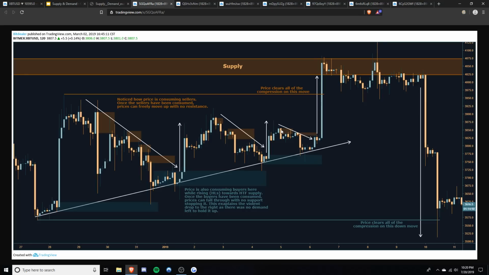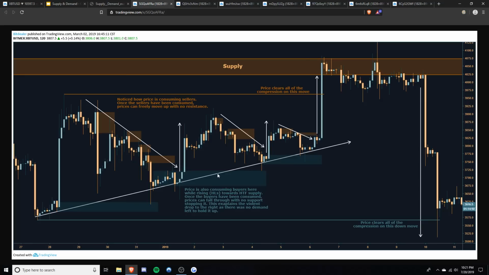A low time frame supply zone. Price drops, retests it, takes out that and consumes that supply. Price forms another supply zone, drops, price retests it, consumes that supply. So there's no supply left to this whole zone. There's no fresh supply. Price is able to just shoot up and break through it all. Finally get up to this high time frame supply. Once it does, like I said, it consolidates for a bit and drops very violently and takes out this whole compression zone because there is no fresh demand or buyers to hold up price.